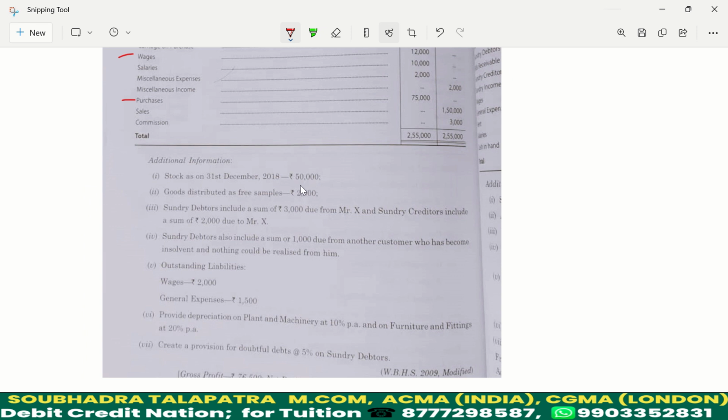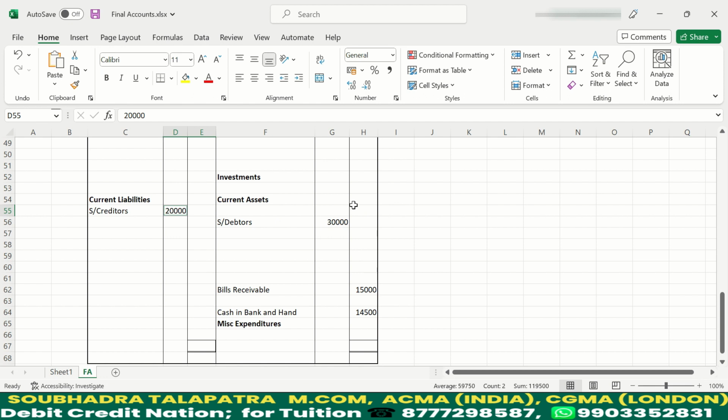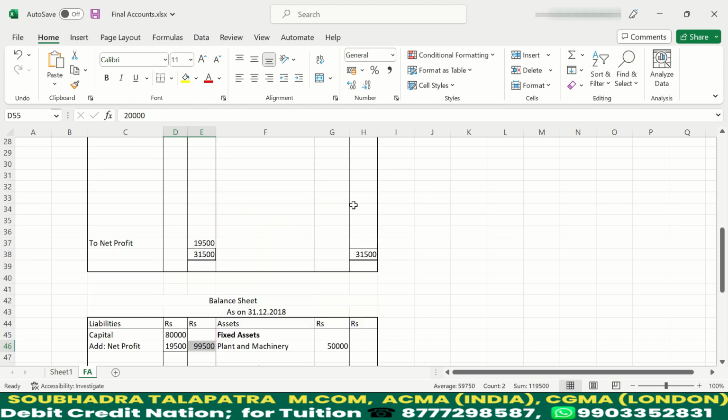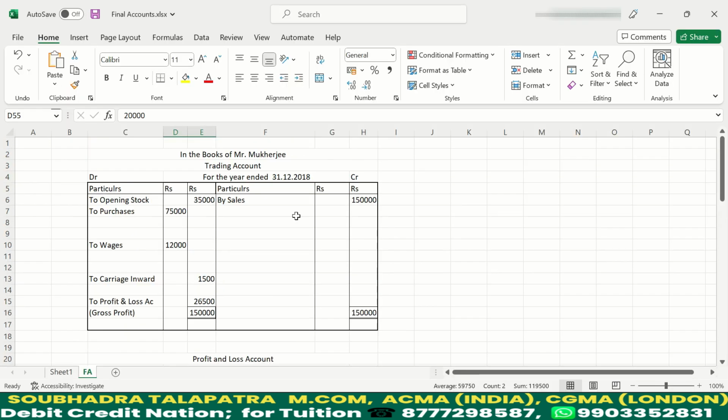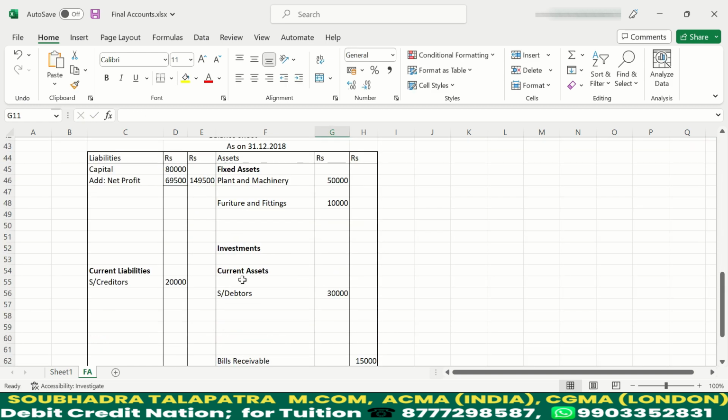So currently my balance sheet is 19,500, 19,500. Now if I add closing stock on one side, then the asset side will be higher. So for each additional information I have to make at least two entries. The first entry is the closing stock. It will appear in the trading account. So closing stock is how much? 50,000. And in the current assets I will add closing stock 50,000. Sorry, there is no adjustment, I'll add it in the outer column, 50,000.